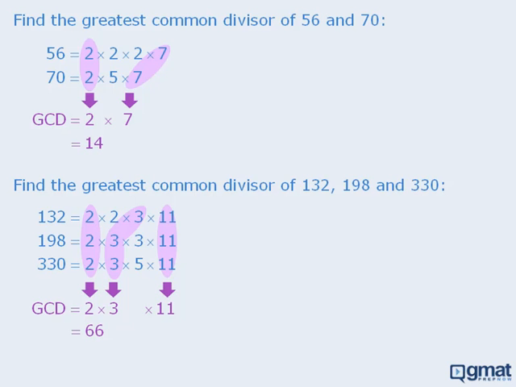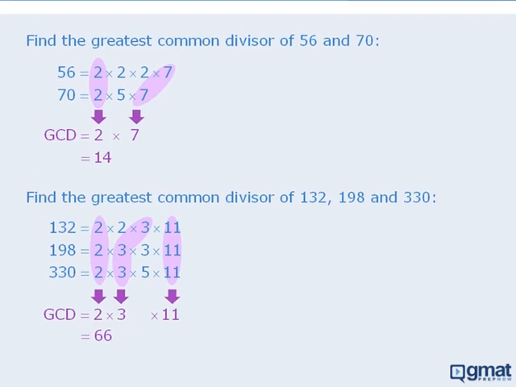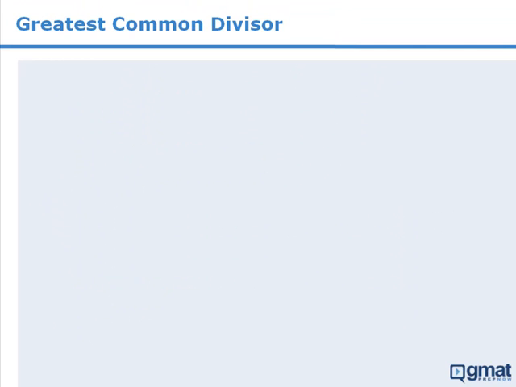So that's the systematic way to find the greatest common divisor. This technique works for large numbers, and it is also very useful for gaining insight into questions involving greatest common divisors. Now you might be wondering, what happens if you have two numbers that do not share any prime factors?